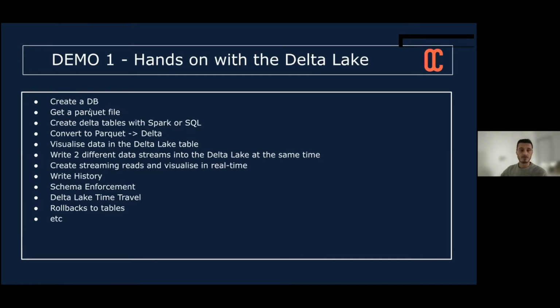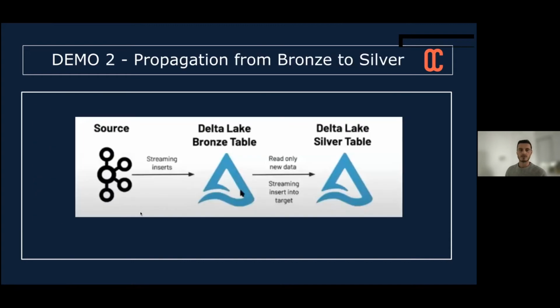So in this demo, we're going to create a DB, get a Parquet file, and then create lots of tables with Spark and SQL. So we can show how, like we said, we can use Spark, we can use SQL, we can use Python. We can convert Parquet to Delta, and we can visualize data. We'll have 2 write streams and 2 read streams to see real time. We're going to check the ACID transactions. We're going to do some schema enforcement, and then we're going to do what they call time travel. Basically, because we have ACID transactions, we can restore data back in time. And then we can do rollbacks and some other stuff. And the demo 2 we'll get back to after it.